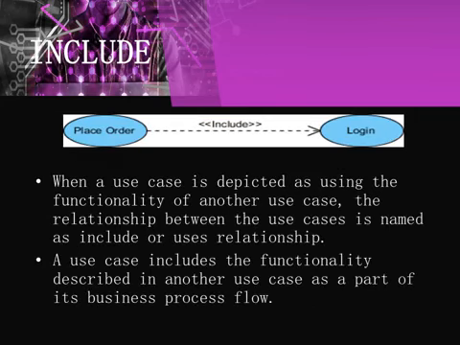Include. When a use case is depicted as using the functionality of another use case, the relationship between the use cases is named as an include or uses relationship. A use case includes the functionality described in another use case as a part of its business process flow.